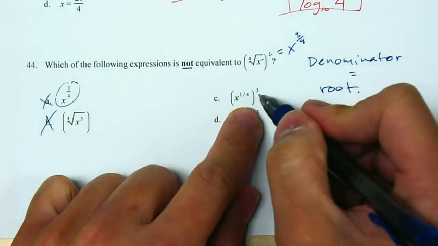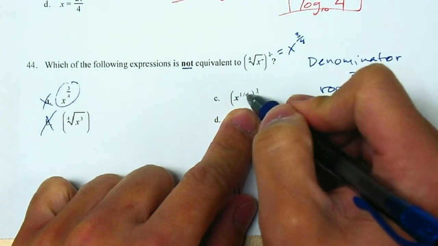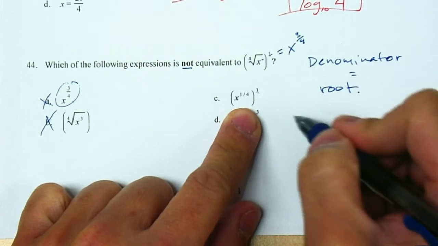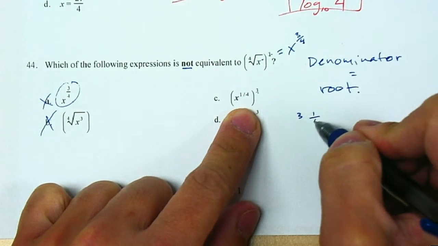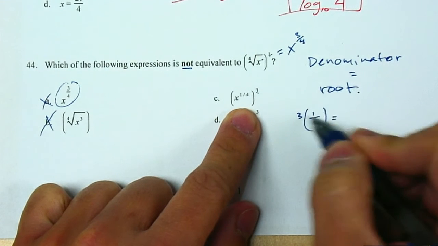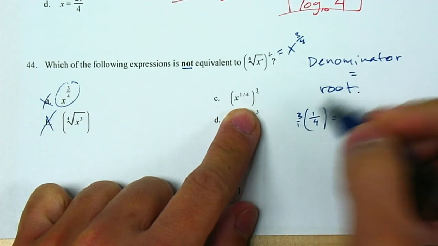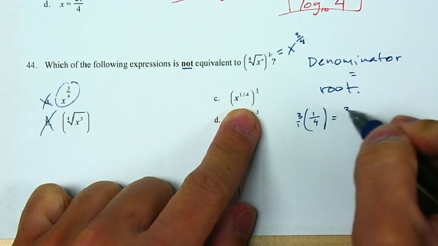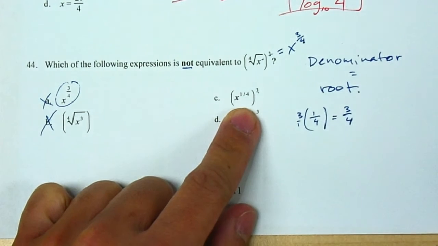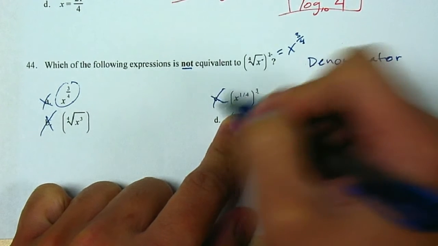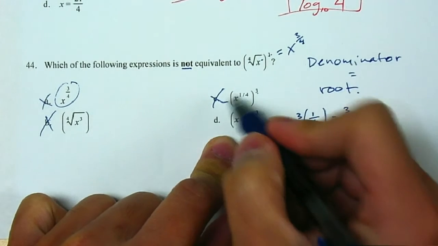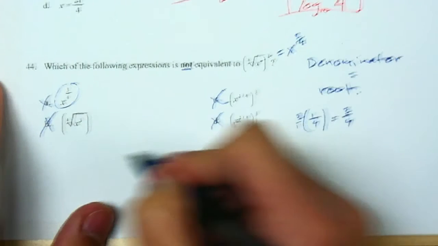Now here, remember properties of exponents. This is 3 times 1/4. If I have an exponent of an exponent, so 3 times 1/4, I can multiply the top, or 3 over 1 if you want, multiply the top, divide by the bottom, you get 3/4, which is the same thing also. So this is also equivalent. And this is exactly the same thing, so this should be equivalent as well. So none of these were answers.